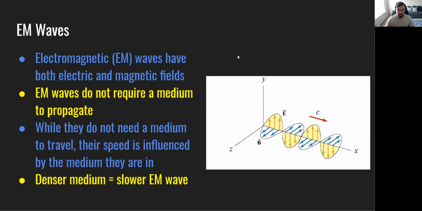Electromagnetic waves, their name comes from the fact that they have both electric and magnetic fields. So they just smash those things together and called them electromagnetic waves. I'm going to be saying EM waves from now on. What makes them special, one of the things, is that they don't require a medium to propagate. And that means that they don't need anything to carry their energy. They can move through empty space, which makes a lot of sense. We get sunlight through empty space. It would suck if they needed something to travel through, because then we would never get any light from the sun. So they don't require a medium.